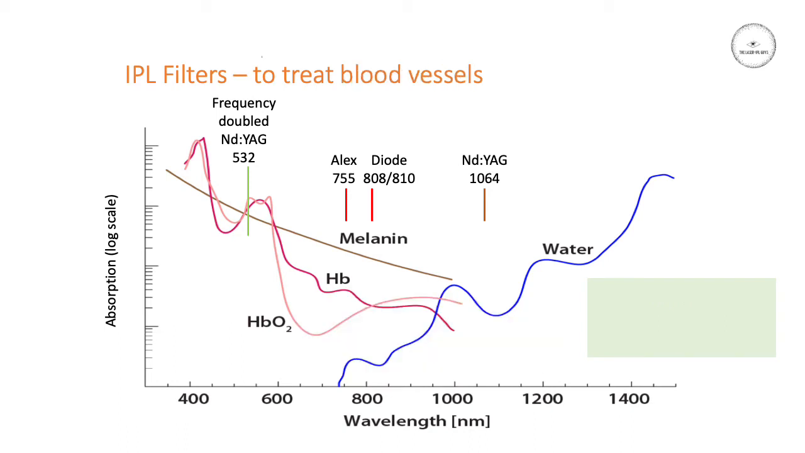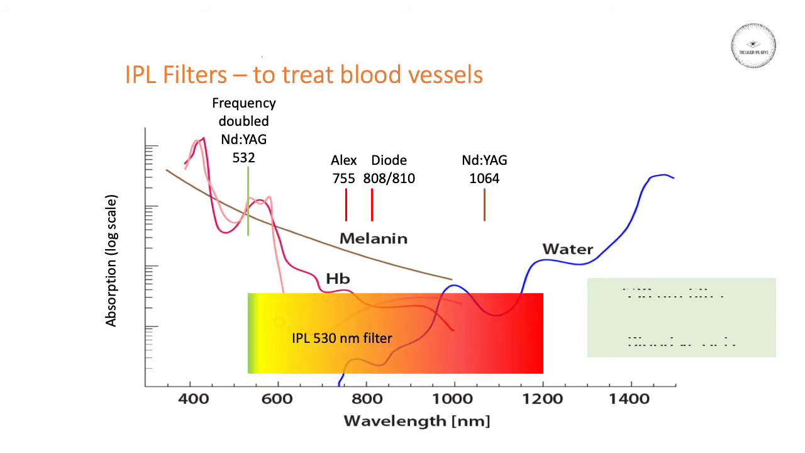To target blood vessels, we want to get enough energy into the hemoglobin and the oxyhemoglobin, so we would use a 530 filter like this, and that allows through some green and yellow light, which you can see on this graph will be absorbed more strongly by the hemoglobins compared with the melanin. You still get the higher wavelengths, which means you will get some absorption in melanin, both in the epidermis and in hair.